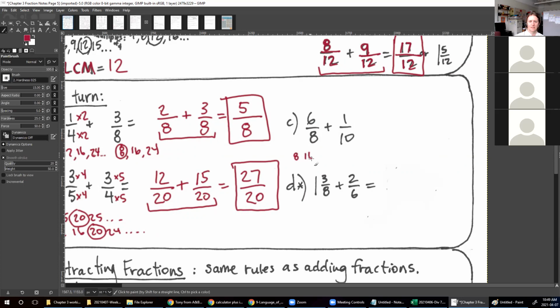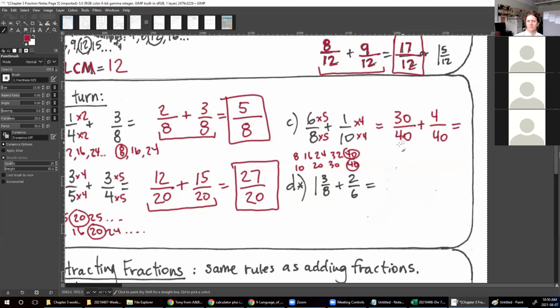It's going to be 8, 16, 24, 32, 40. Oh, I know already. 10, 20, 30, 40. So I want to make them both 40s, the bottom number 40. So I'd multiply that by 5. I'm going to multiply the bottom, and I have to multiply the top by 5. And for this one, I'm going to multiply both top and bottom by 4. So this will be 40 and then something. So let's figure this out. 6 times 5 is going to be 30. And then the bottom, it's going to be 40. And here, 1 times 4 is 4 on the top. And 10 times 4 is 40 on the bottom.